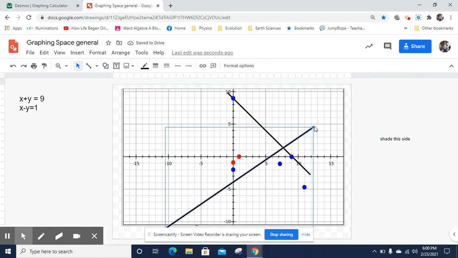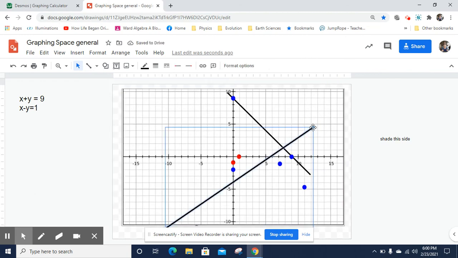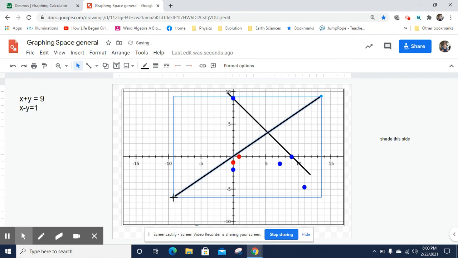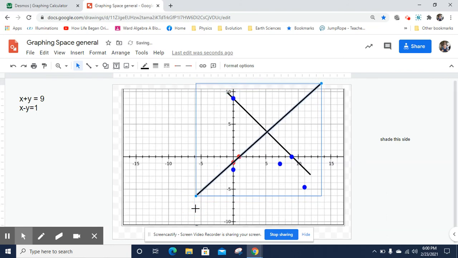So I'll plot that line, and where they intersect will be the solution of the system. So I'm just going to move it around until I get it right. And there, right there, should be the solution. Looks like we have a solution at 5, probably 5, 4.